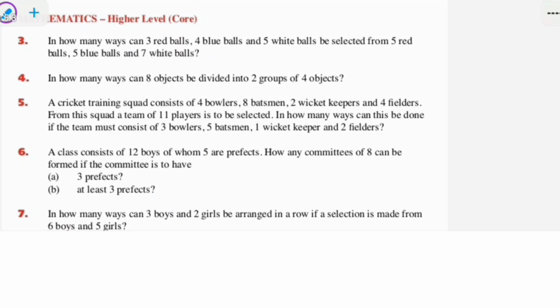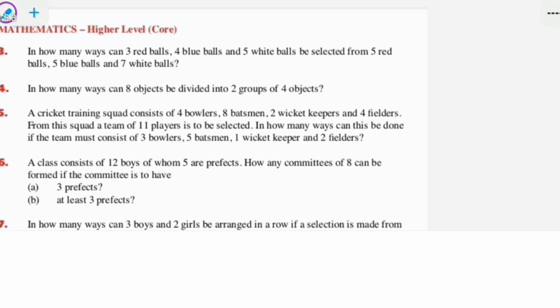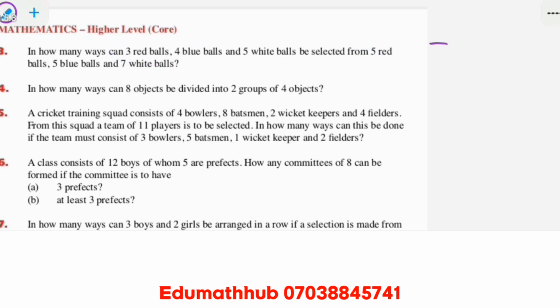So for number 3 here, you have in how many ways can 3 red, 4 blue balls, and 5 white be selected from 5 red, 5 blue, and 7 white. So just pick it up direct. It's very straight up. So you have 5 red, and you want to pick 3 red. That's 5C3. Don't waste your time.